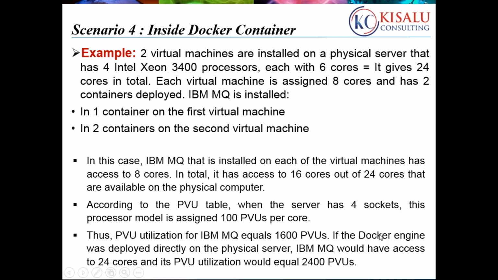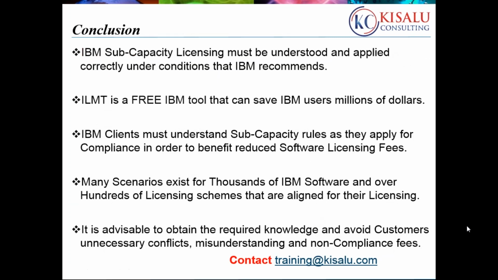So if the Docker engine was installed directly on the physical server, we would have paid 2,400 PVUs like in the previous situation. In conclusion, we note that IBM Sub-Capacity Licensing must be understood and applied correctly under conditions that IBM recommends. And ILMT, again, is a free tool that can save IBM customers millions, but can also become a burden in case it is not used according to the rules. And IBM clients must understand sub-capacity rules as they apply to licensing, to sub-capacity and compliance, so that they can benefit from reduced software licensing fees.